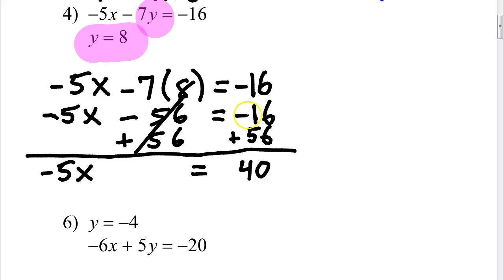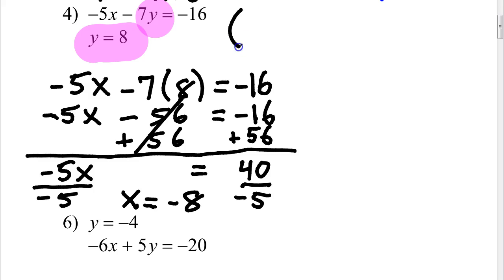It's interesting how some people look at that and say negative 16 plus 56. I don't know, negative numbers are kind of hard. But then you just go the other direction, 56 minus 16. It's like, oh, it's 40. Same exact answer, just looking at it a different way. All right, so negative 5 times what is 40? Divide by the same sign. And your answer is negative 8. So y is 8. That's the second number right here. X is negative 8. I got the whole thing.